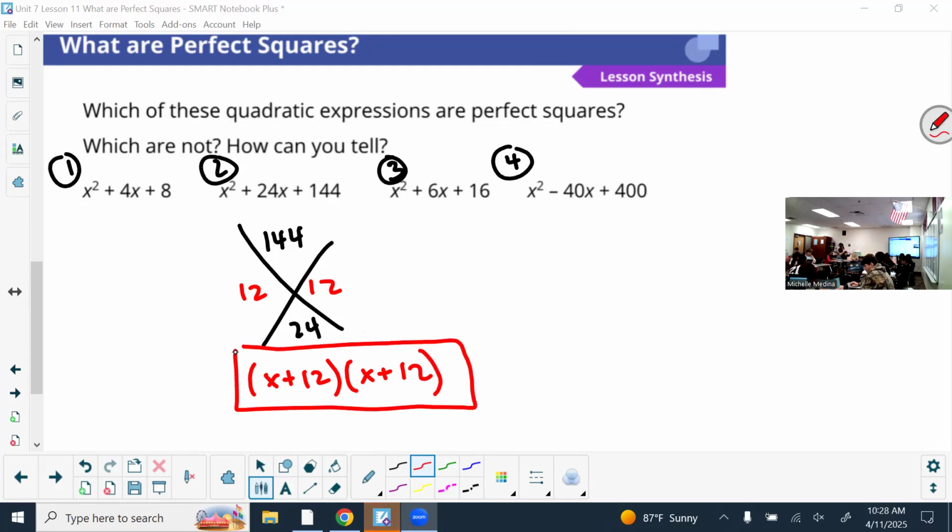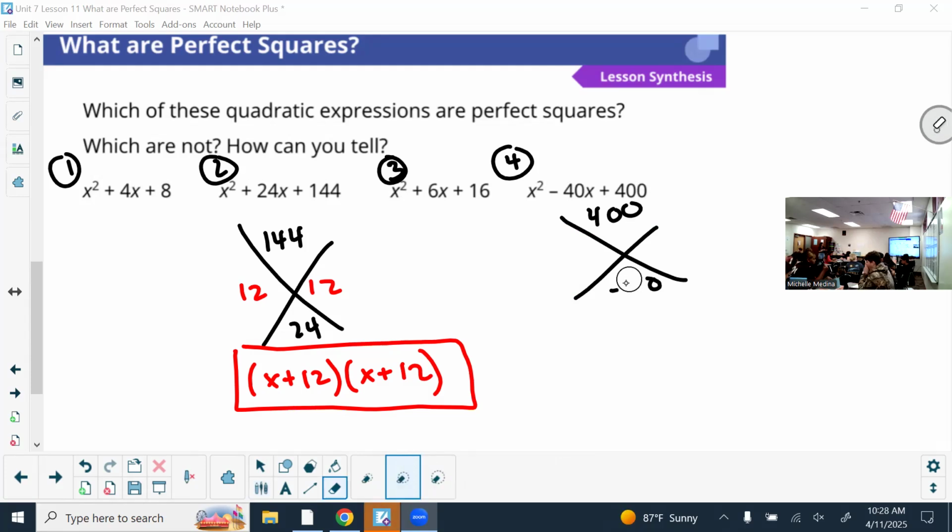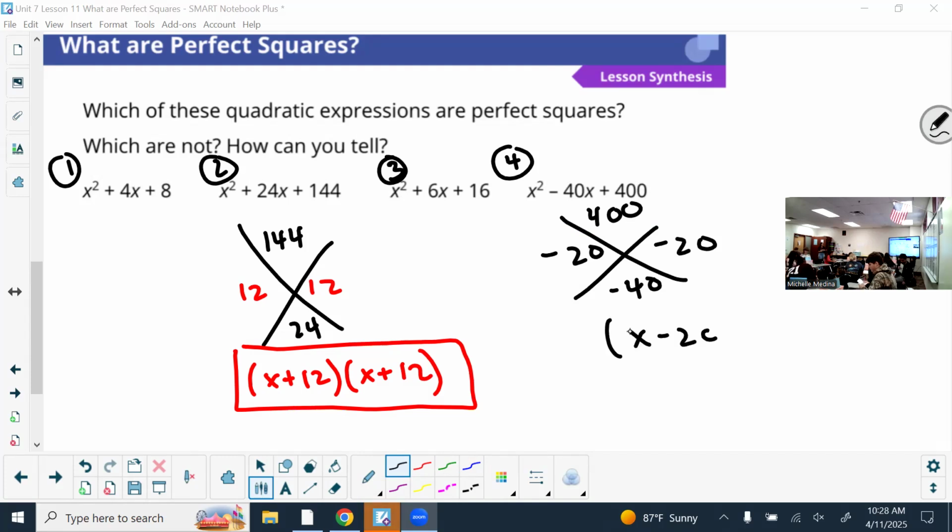Were there any other perfect squares? Yes, 4 was the other perfect square. Because for that one, if you factor it, to make it add to a negative 40 on the bottom, these would both have to be negative 20 right here. And because it's the same thing times itself, that's a perfect square.